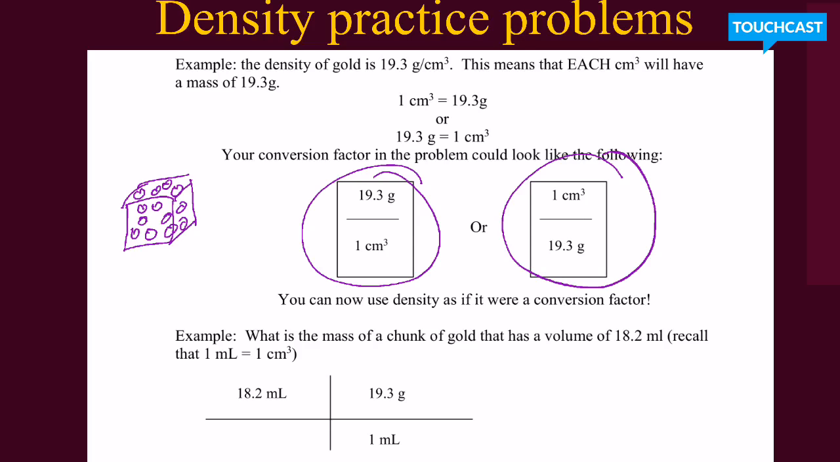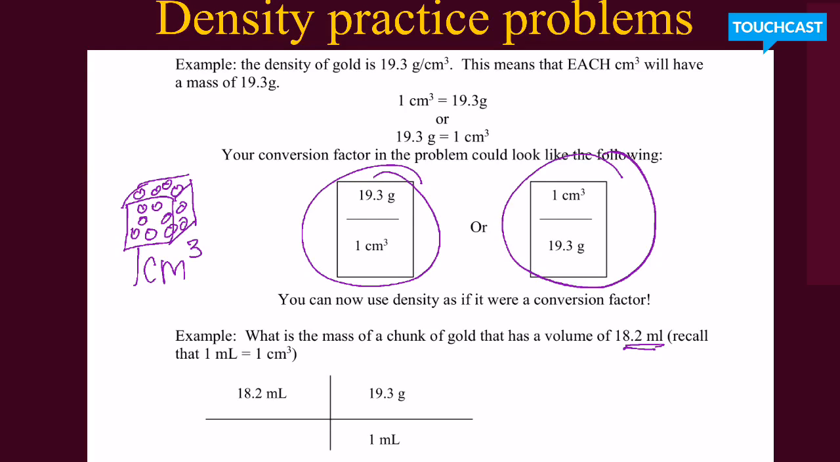One thing that remains constant is that it's always 1 centimeter cubed. That's what density usually uses, is 1 centimeter cubed. That's kind of a universal thing. So here's a good example. It says, what is the mass of a chunk of gold that has a volume of 18.2 milliliters?